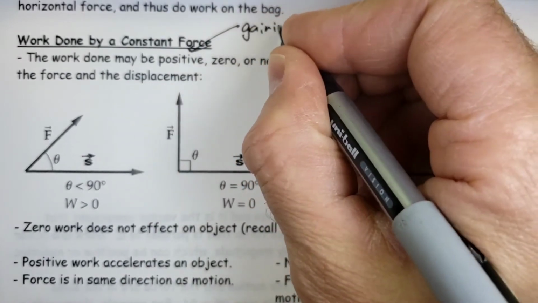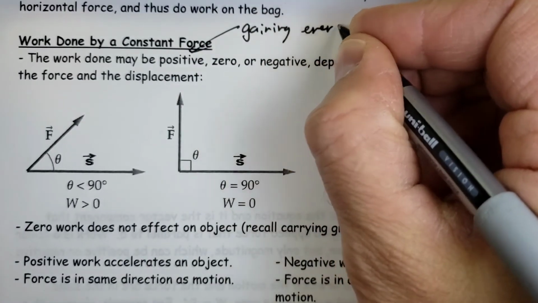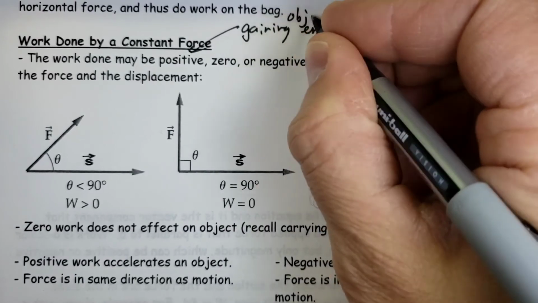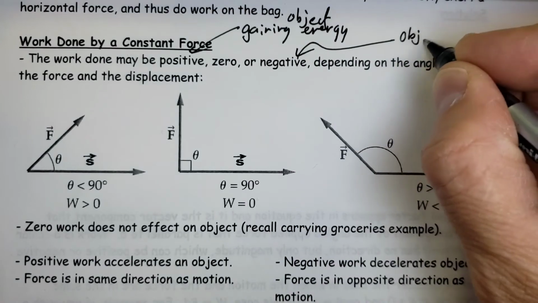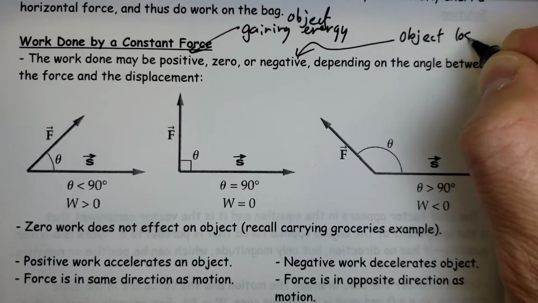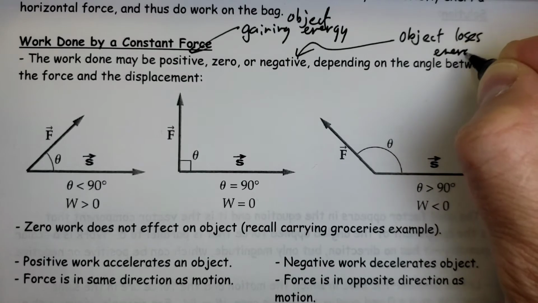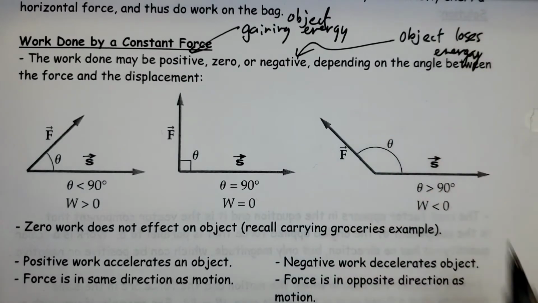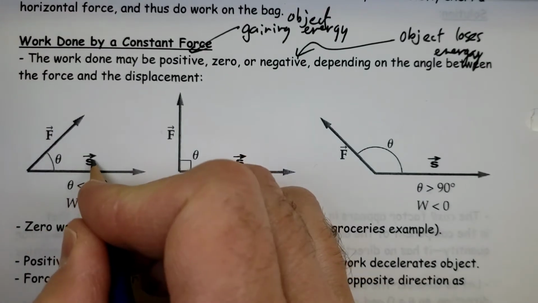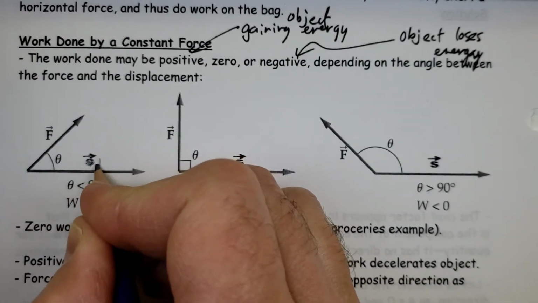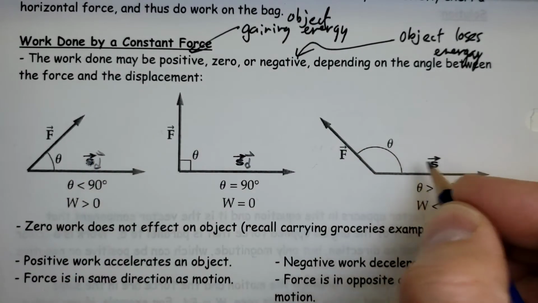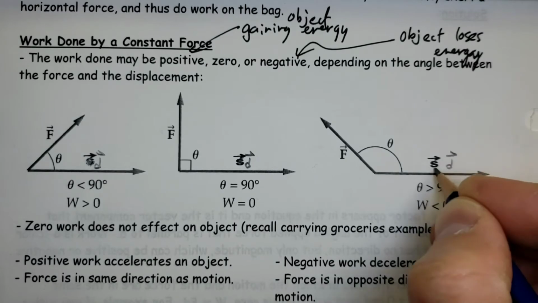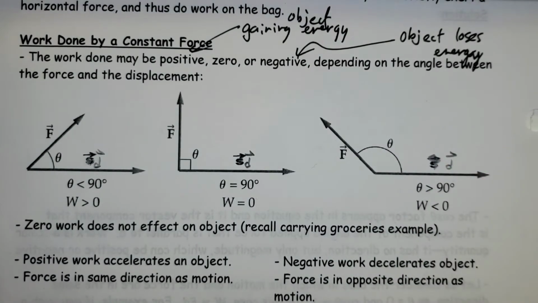Positive work: the object gains energy. Negative work: the object loses energy, depending upon the direction. Now if we look over here, sometimes physics books use S for displacement. I like to use D though, so I'm just going to change these all to D.